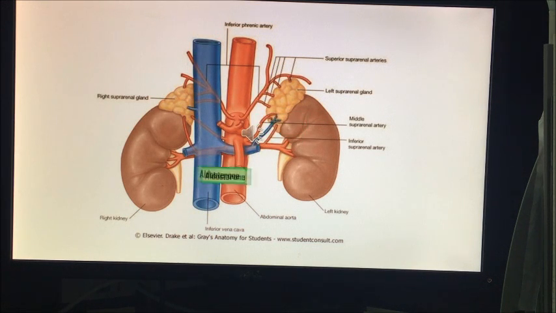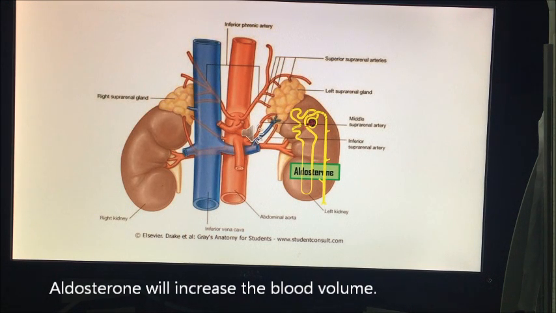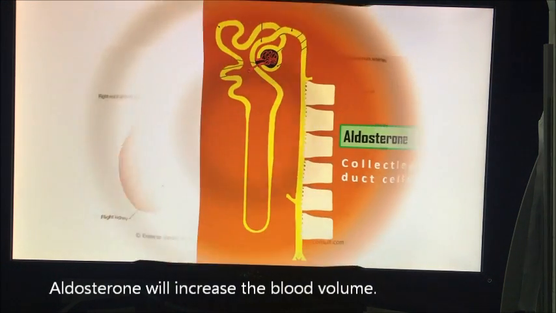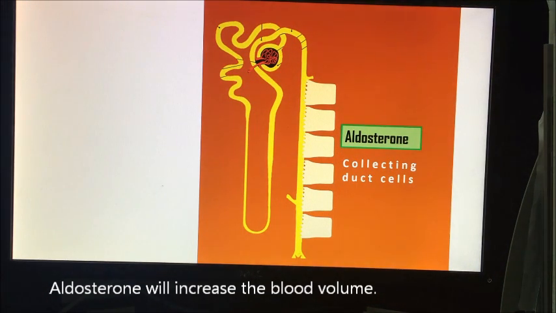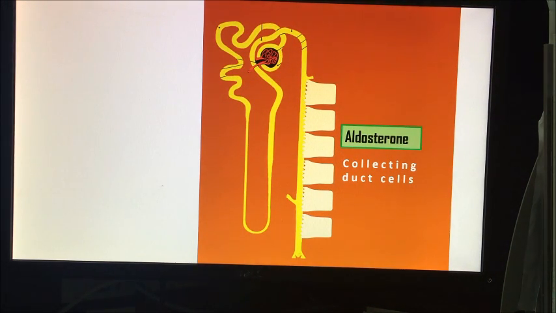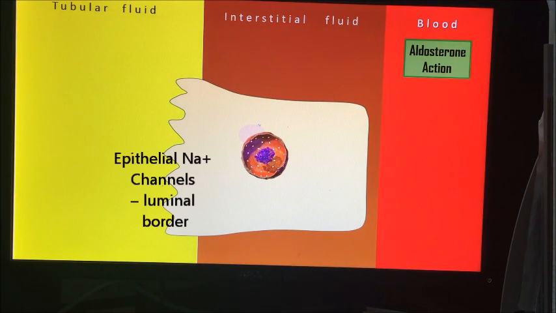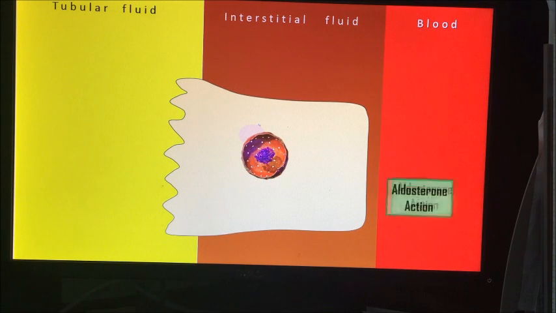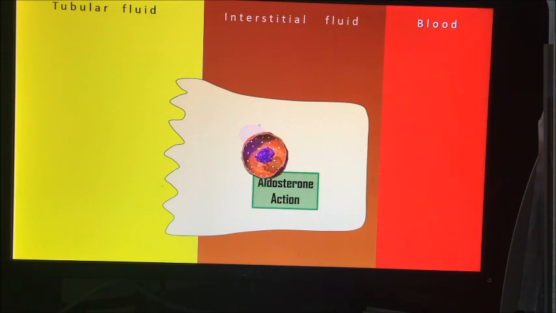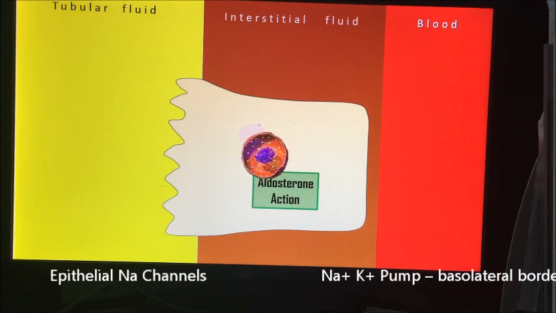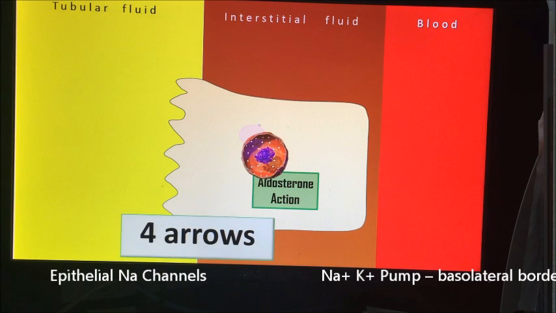The hormone aldosterone enters the circulation and, on reaching the kidneys, acts on the cells lining the collecting ducts. Being a steroid hormone, aldosterone enters the collecting duct cells and acts on gene expression, which activates sodium transport proteins. At the luminal border of the cells bathing the tubular fluid, the four arrows represent aldosterone actions.